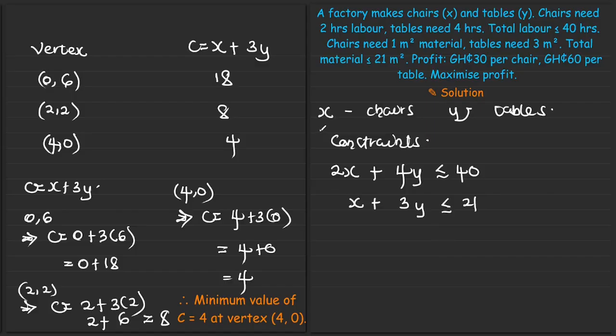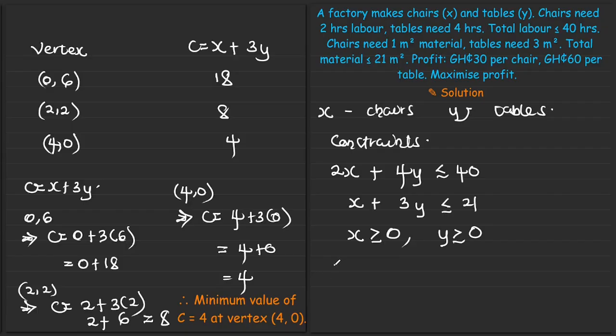Now we should always know that the number of chairs, that is x, should always be greater than or equal to 0. And then the number of tables y should also be greater than or equal to 0. This indicates that whatever we do is supposed to be focused in the first quadrant, because you are not going to have a negative number of chairs. We can't produce a negative number of chairs or tables. So these are our constraints.